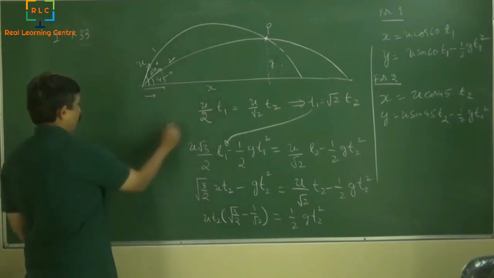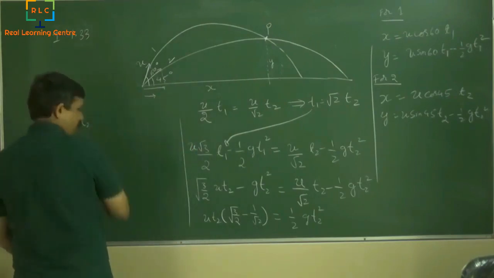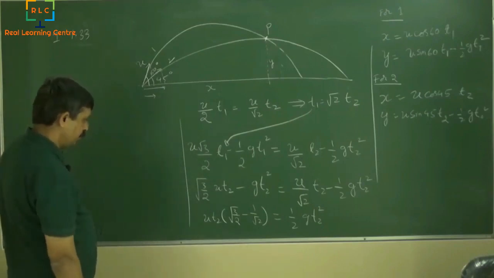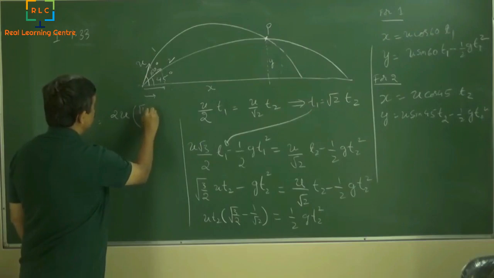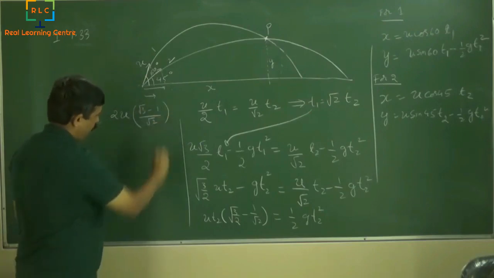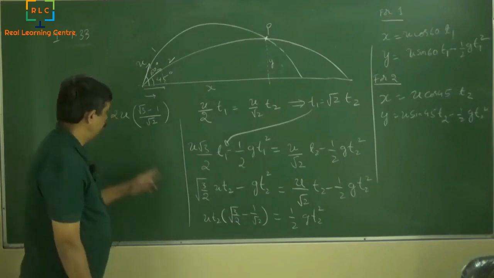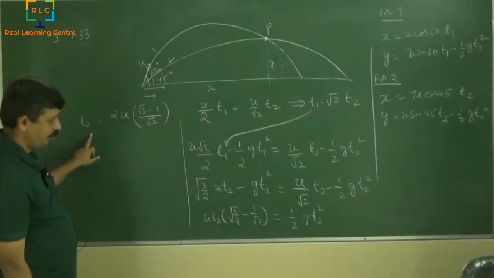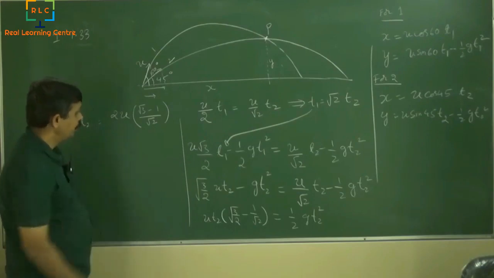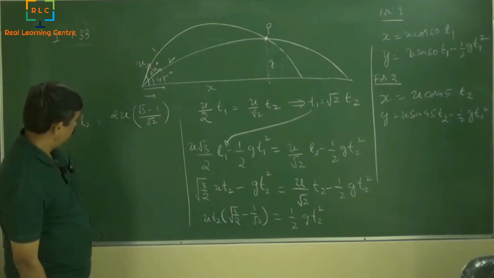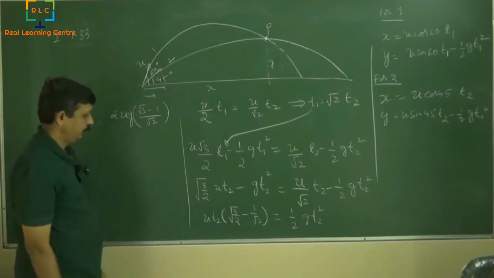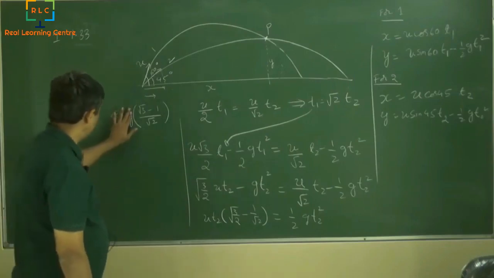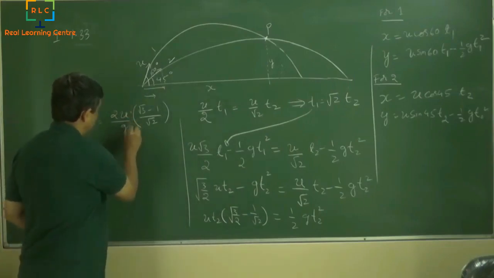So what do we want? We want T2. One T2, let us get rid of. So 2u into root 3 minus 1 by root 2. So you got this one. This is nothing but T2. So what is T1? Sorry, g also should be there. G should come down: 2u by g.